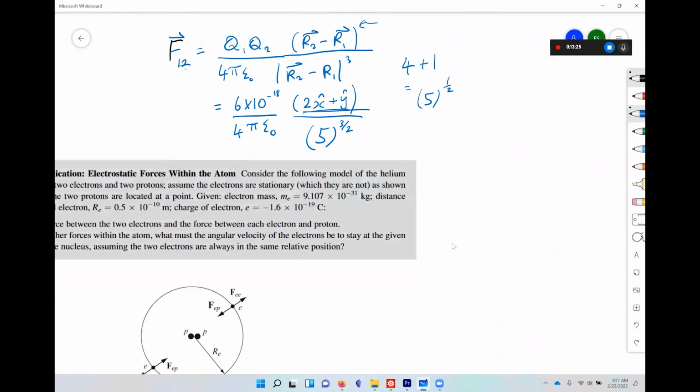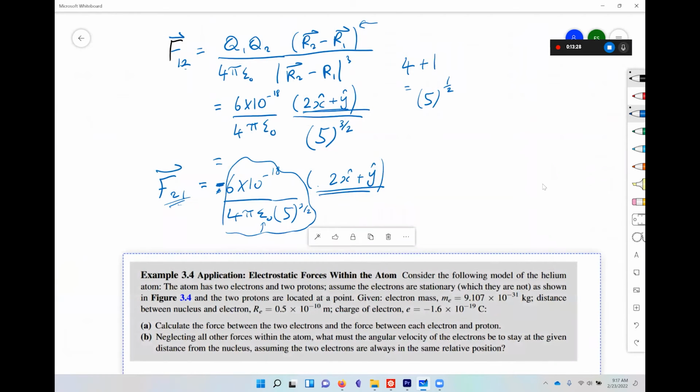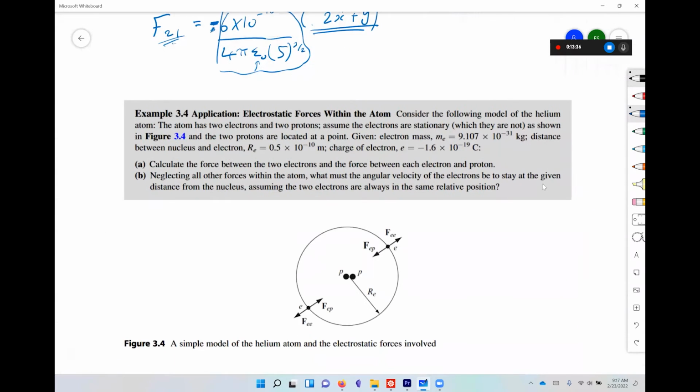Again, no dynamics. So consider the following model of the helium atom. The atom has 2 electrons and 2 protons, which we know about the helium atom. Assume that the electrons are stationary, which they are not, of course, as shown in the figure, well, a snapshot in time at least. And the 2 protons are located at the center, at a point. Given the electron mass, ME, 9.107 times 10 to the minus 31 kilogram, it's really tiny. The distance here is 0.5 times 10 to the power minus 10 meter. And the charge of the electron, we call it E, is minus 1.6 times 10 to the power minus 19 coulomb.